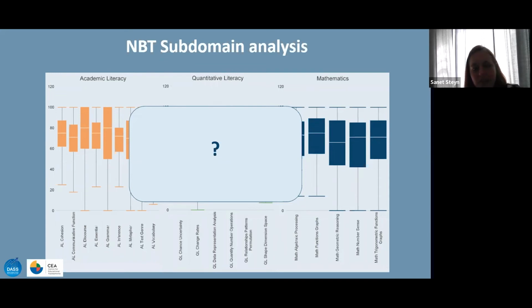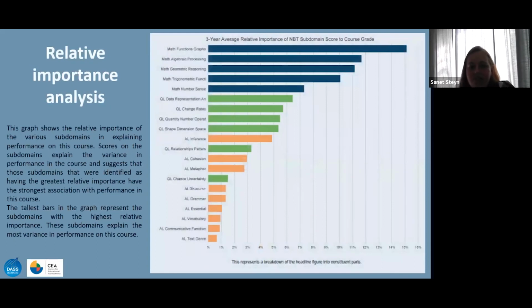So let's move to the second part that we have added to the report, and that is the relative importance analysis. Just to give you a little bit of information about this, this is a multiple linear regression analysis, and basically what it does is compare the performance on particular subdomains to the final course grade, and try to map out what the subdomains are that seem to be explaining the variations in performance in the deepest way.